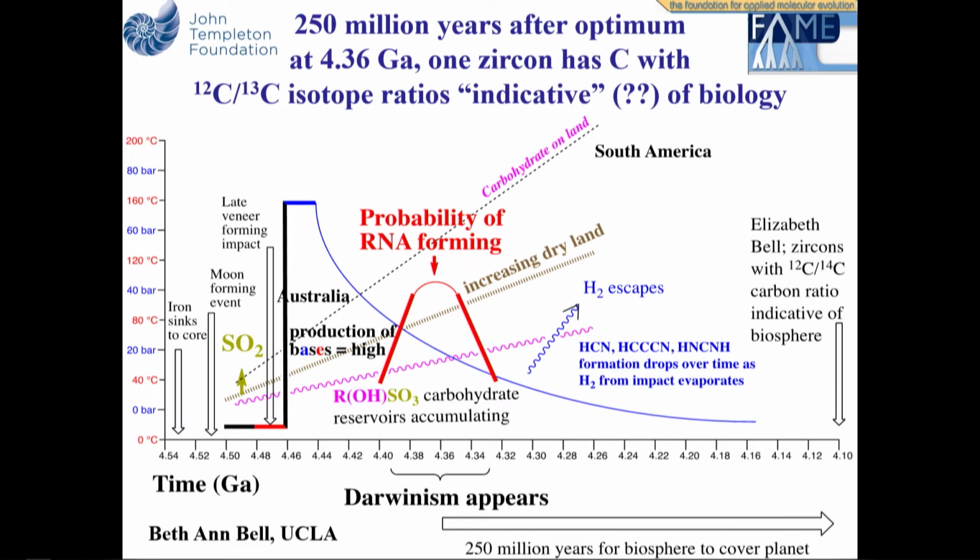The interesting part about that is that if you actually go back and look at some of these old zircons, Beth Ann Bell, as we've already heard a few minutes ago, isolated a zircon with a 4.1 billion year old date, which has a carbon-12, carbon-13 ratio that may be indicative of life. And that gives you 250 million years from the time when the formation of RNA was most probable to the time where Beth Ann Bell has the very first evidence that there was an extensive biosphere on Earth. 250 million years to get that biosphere out of origins. And that you might decide is a reasonable time or an unreasonable time.